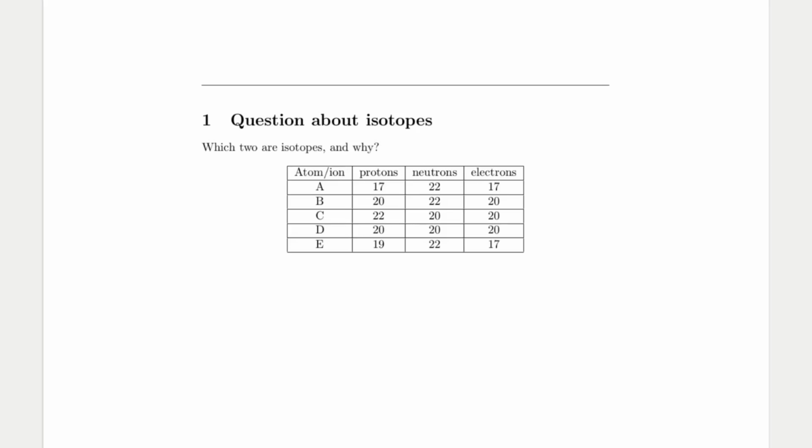Hello and welcome to this short video about a subtlety in the definition of isotopes. This table is very similar to one that appeared in an exam question for GCSE double chemistry. It presents a table of some elements, and it's asking us to identify which two of these are isotopes. So it will help us to recall the definition of an isotope.